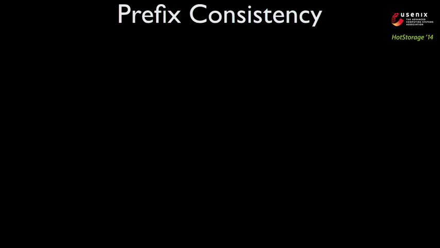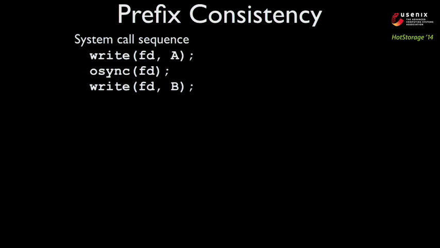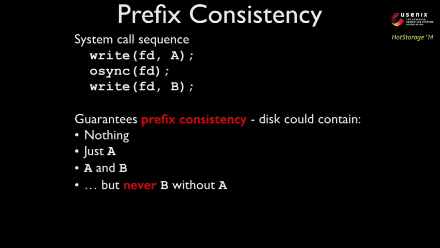It's a good point. So prefix consistency is what we're trying to achieve. Again, just to make it clear, what that is: you do a write of, say, A, and you do a write of B, but you want A to happen before B, so you put an OSync between the two. And what we want to guarantee is that either nothing will be on the disk when this sequence is done, or A is, or A and B, but never B without A.